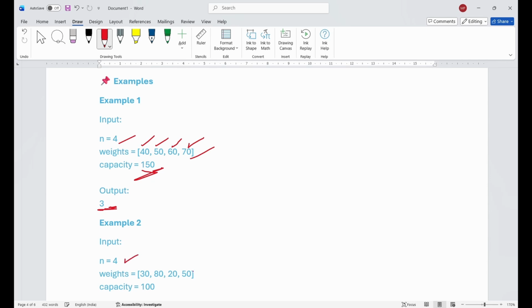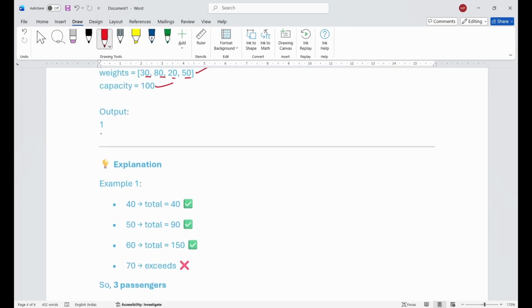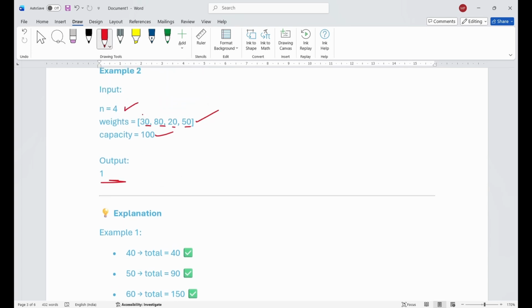In example 2, the input is 4 and the weight array with weights 30, 80, 20 and 50. The capacity is given as 100. The output is 1, because when we enter the first person with weight 30, we still have capacity to add more people. When we hit the person with weight 80, the total exceeds the capacity of the balloon, because 30 is already in the balloon. If we add 80, it will exceed the capacity. So in the first round, we can give permission to only 1 person.